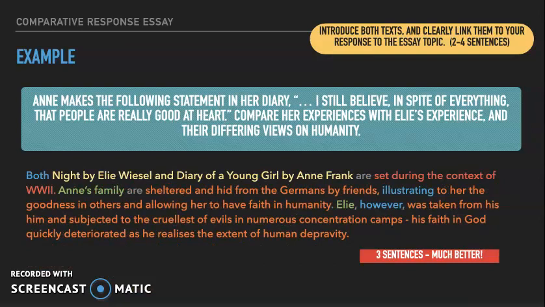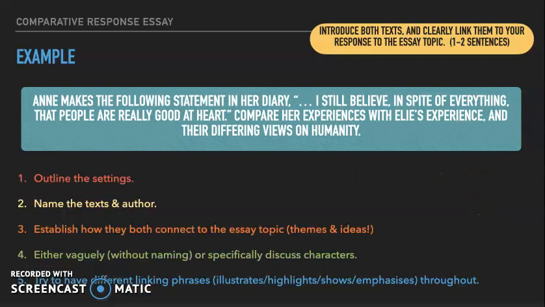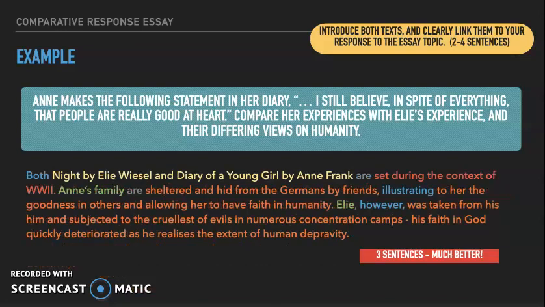Okay, so I'm going to show you, these are the sentences. I've cut it down to 3 sentences, and I think it's so much better. It's much more succinct. I want you to pause the video and read that in your own time, just because I don't want the video to go on for too long. But this is basically how I've introduced both texts. Look at the colors, look at how they correlate with what I've put on slide 11, so 2 slides back. These are the 5 different things that you need to make sure you include when you're introducing both texts.